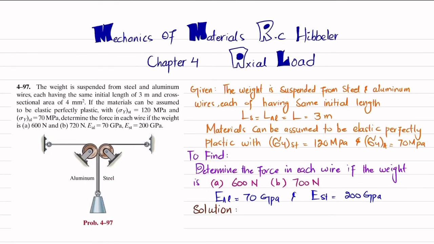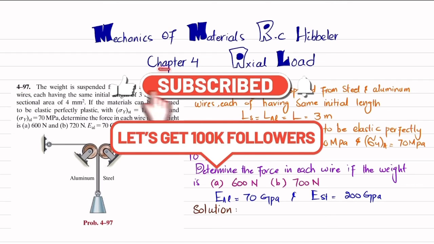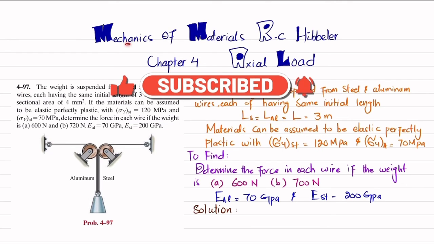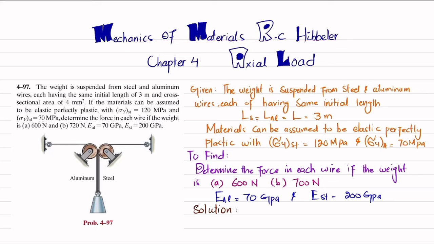Welcome back. In this video, we are going to solve problem 4-97 that is taken from chapter number 4, axial load, and the book name is Mechanics of Materials by R.C. Hibbeler. So the statement is: the weight is suspended from steel and aluminum wires, each having the same initial length of 3 meter and cross-sectional area of 4 square millimeter.